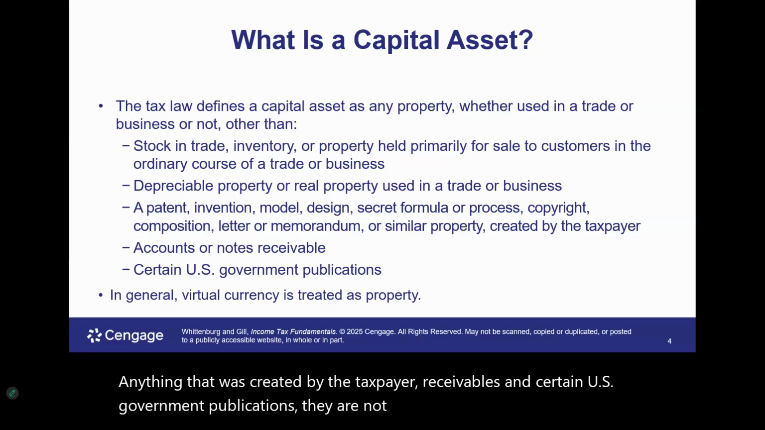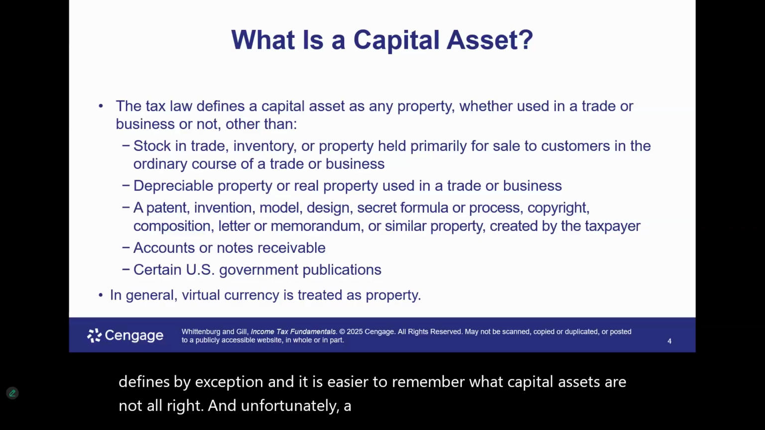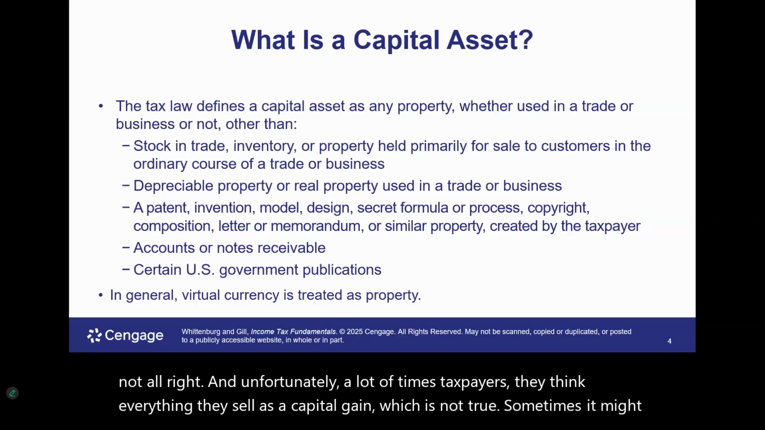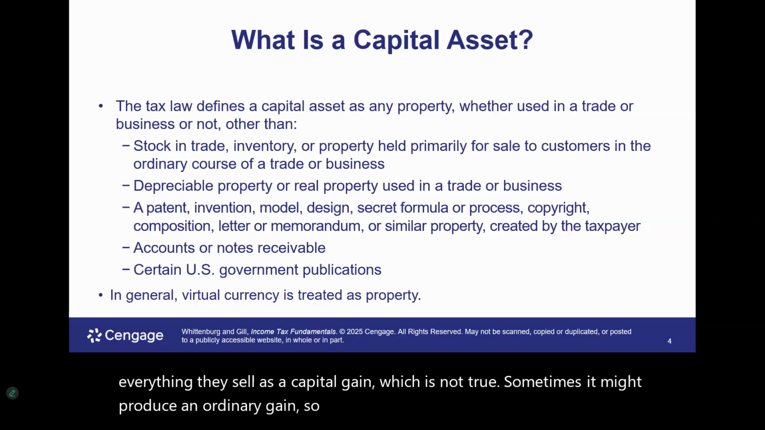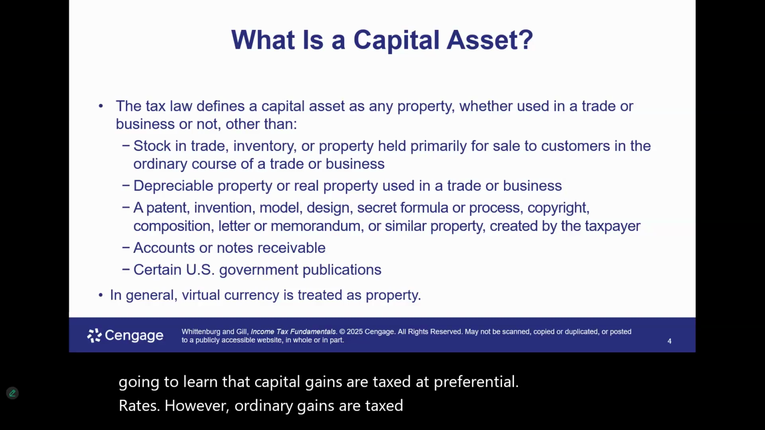Again, the tax law defines by exception, and it is easier to remember what capital assets are not. Unfortunately, a lot of times taxpayers think everything they sell is a capital gain, which is not true. Sometimes it might produce an ordinary gain. As we go through the PowerPoint, we're going to learn that capital gains are taxed at preferential rates. However, ordinary gains are taxed at ordinary rates.